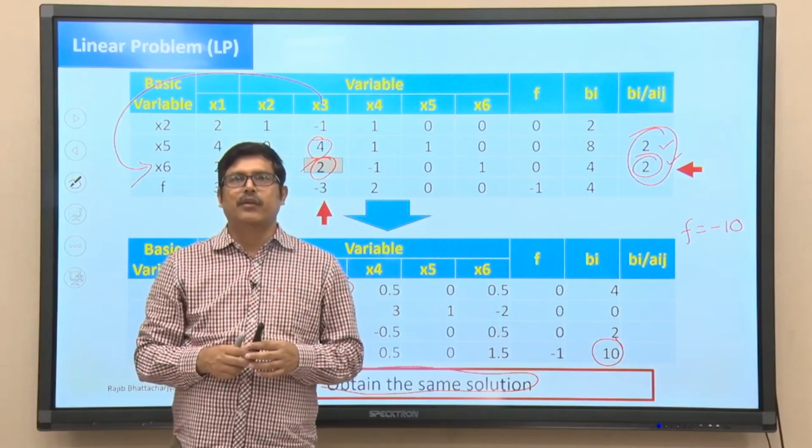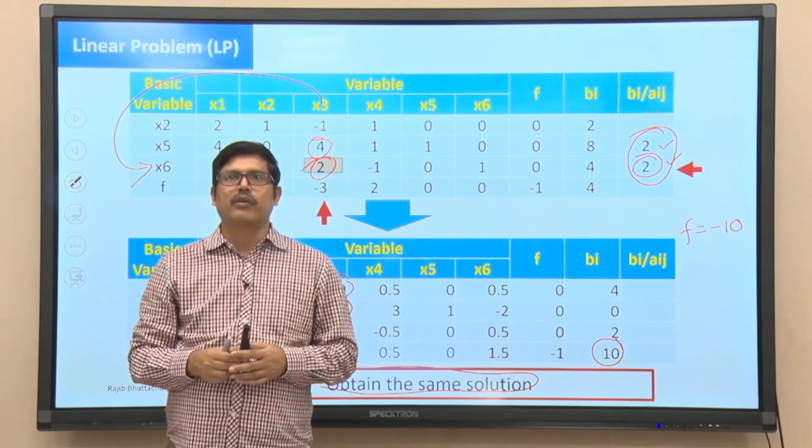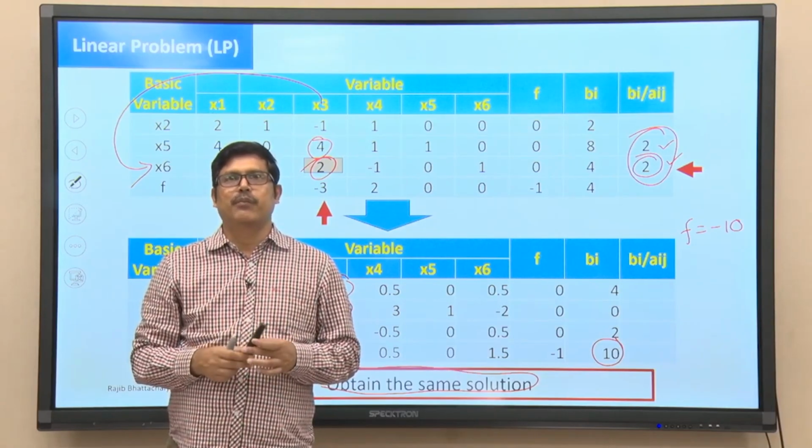In the next class we will discuss the simplex method. This rule will be followed and we will try to solve some optimization problems.